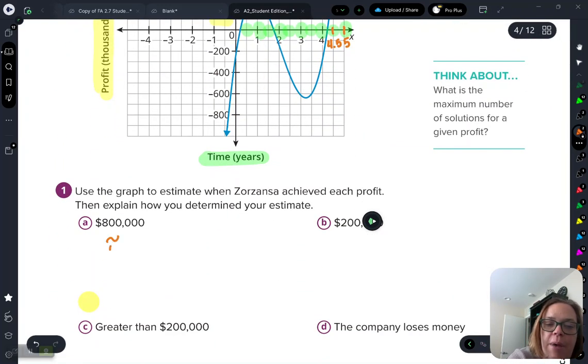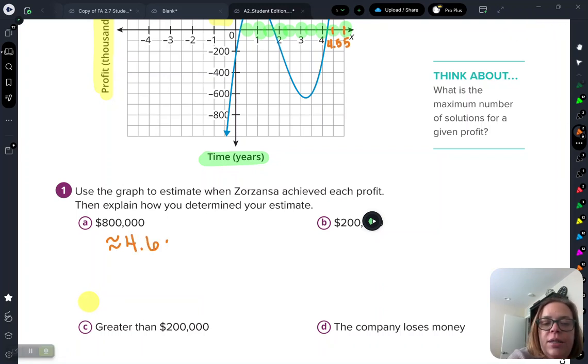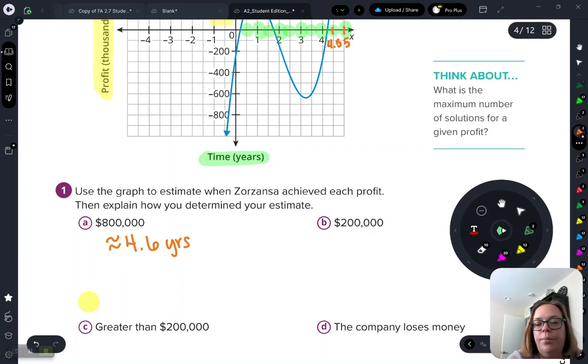Maybe about 4.6 years. Or if you want to convert that to months, maybe it's like 4 years and 7 months, right? Because 6 months is half a year, right? All right, and then 200,000.